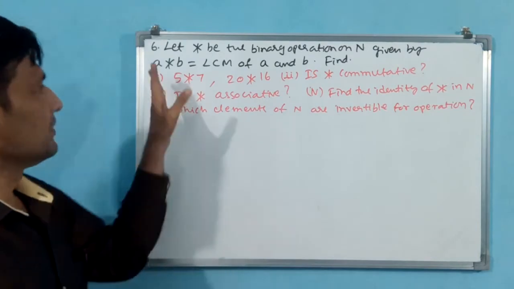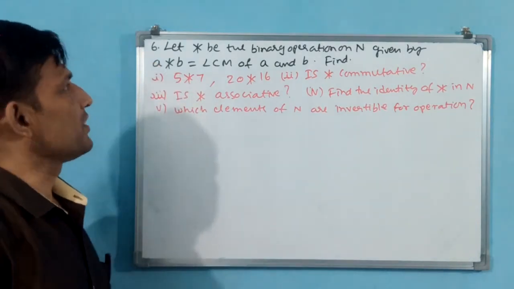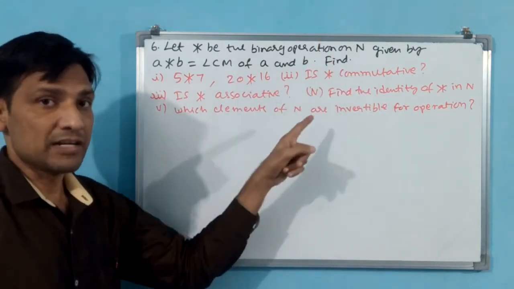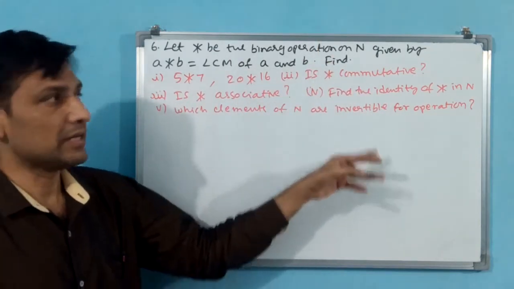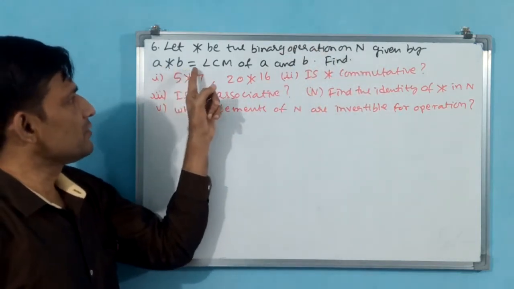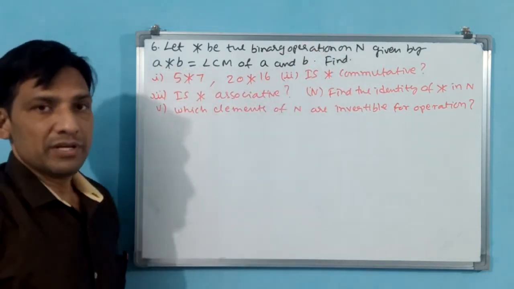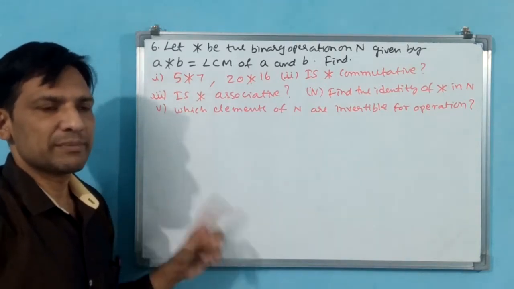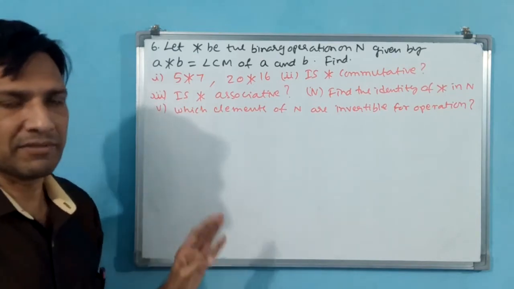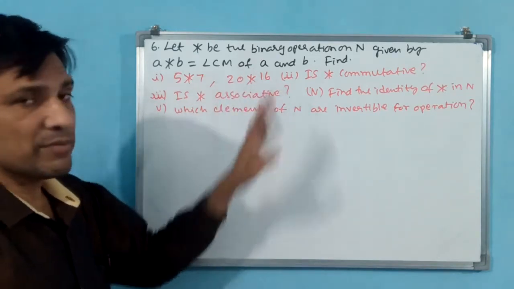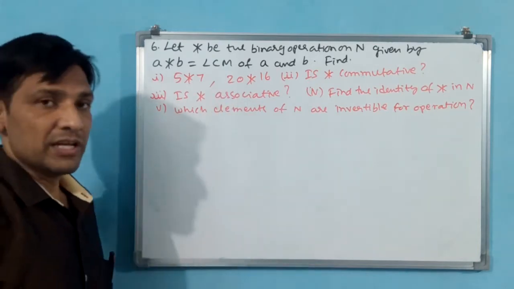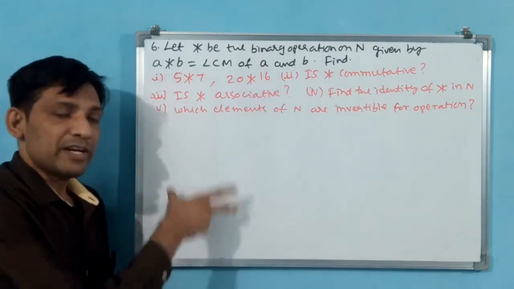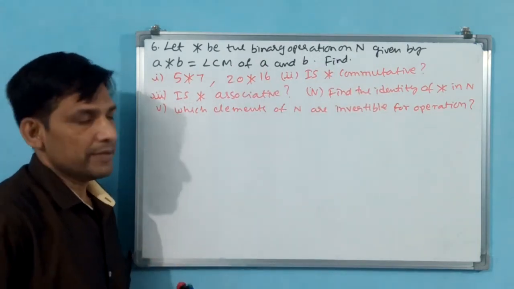Now let us go for the 6th question. See the 6th question, what they have written. Let star be the binary operation on N. N, you have to keep in mind, natural numbers. Given by A star B is equal to LCM of A and B. Here star is LCM. Star is not plus, minus, multiplication, max, min or something. Even HCF we have seen. Now LCM is asked. LCM is an operation for N, but for limited numbers it is not going to happen.